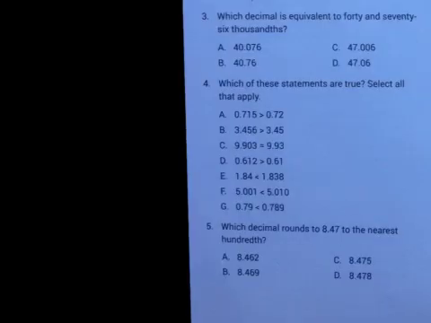Let's go to number 3. Number 3 says, which decimal is equivalent to 40 and 70,000? So we know with this written out, we just go ahead and look at A, which is 40.076 thousand, because the 40 is in the thousand and the 6,000. So there we go. So number 3 is A.